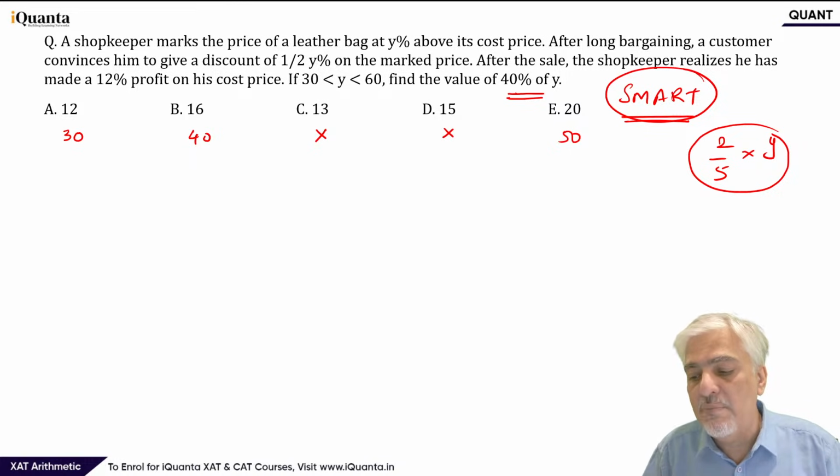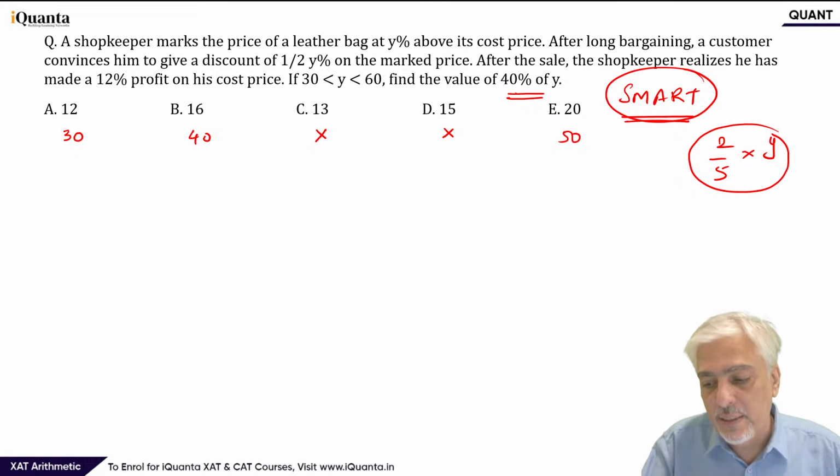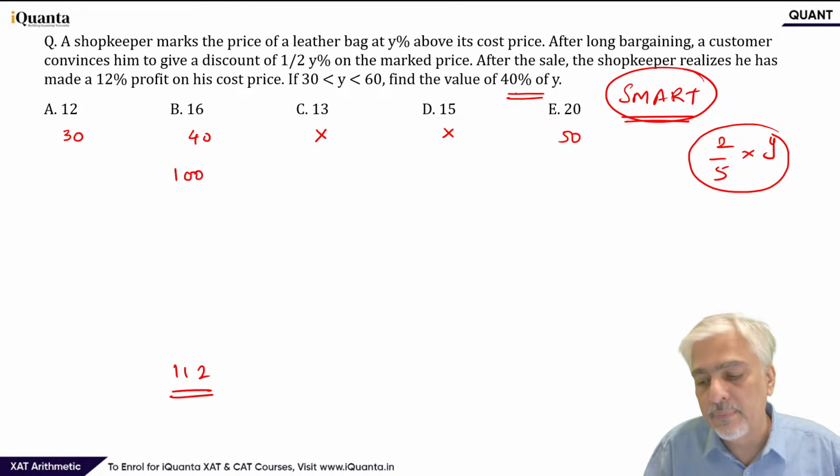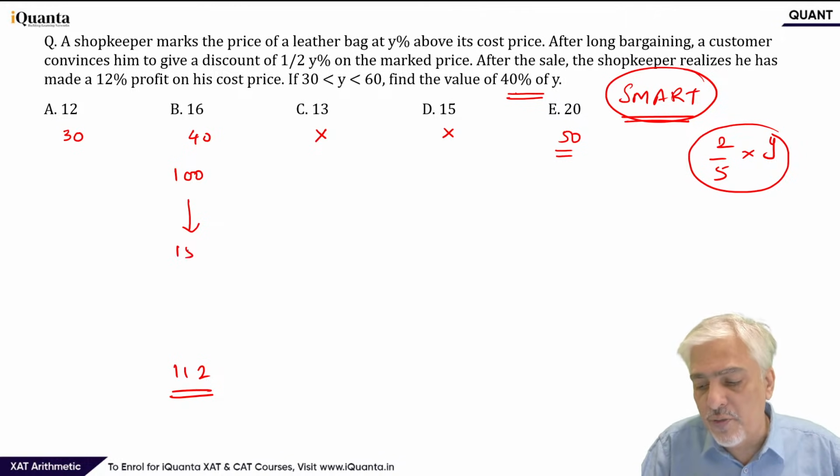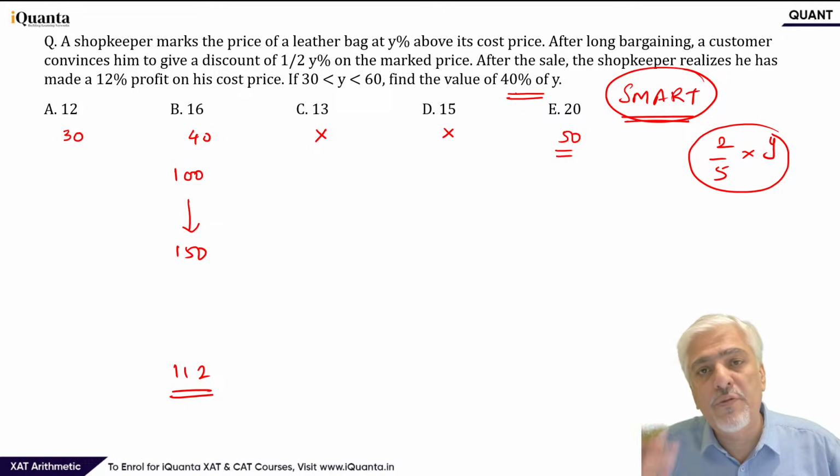Now, they have said he marks up the price by y% and then gives a discount of half y%. Okay. So simply if I have to make a profit of 12%, starting from 100 I should reach 112. First, I have to increase by y%. Suppose I start with y as 50, just to explain to you. So this becomes 150.